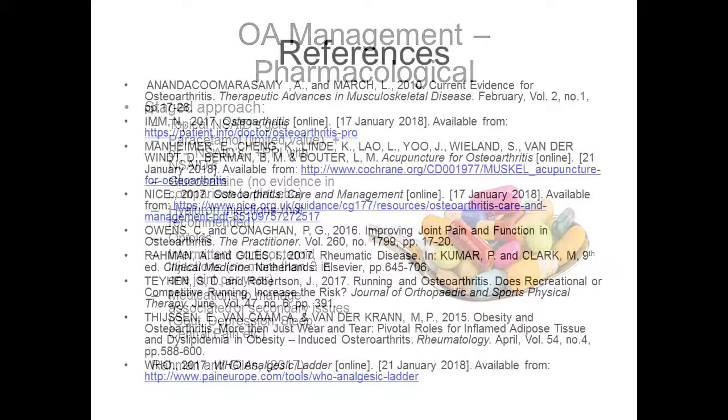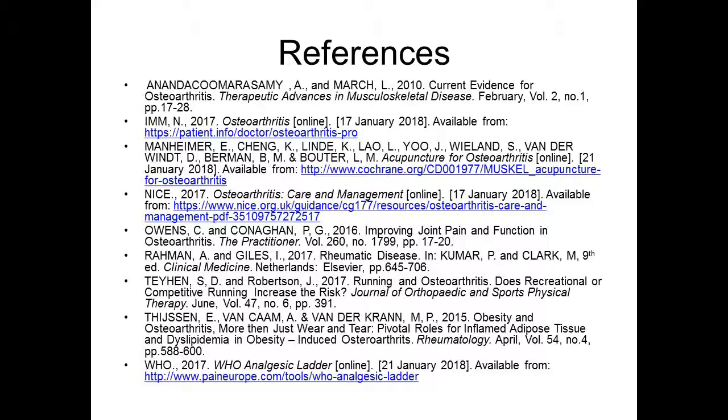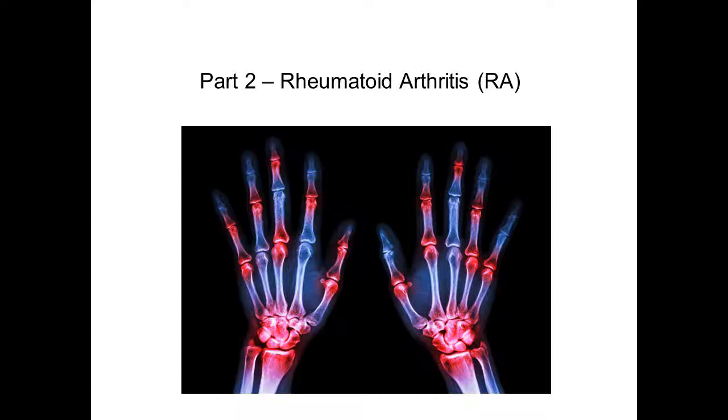So that's some of the main points, and obviously I've included all my references if you want to go on and do a bit of further reading on osteoarthritis. The next aspect of this discussion, we will now look at rheumatoid arthritis, and we're going to have a bit of a discussion again on what the latest evidence around this condition is telling us, and obviously we'll start to look at how this differentiates from osteoarthritis and why it is a different clinical entity.